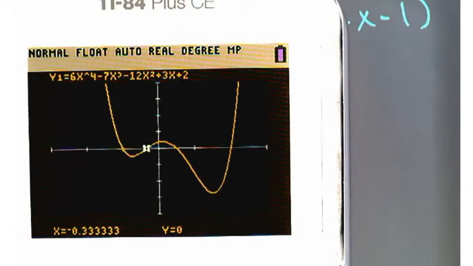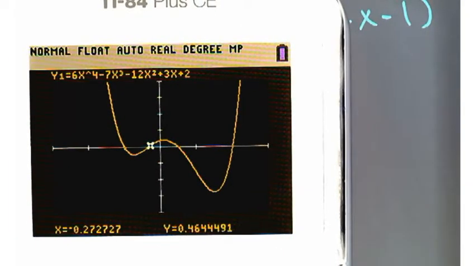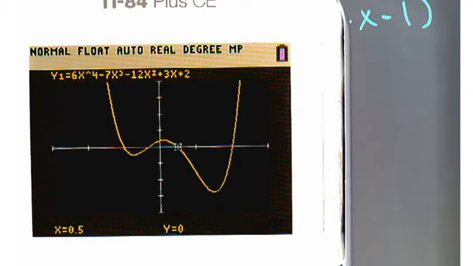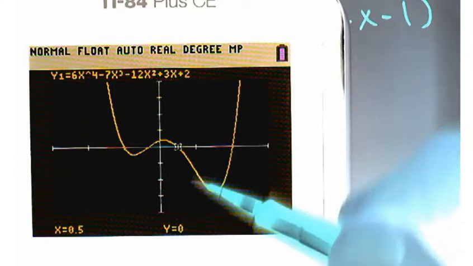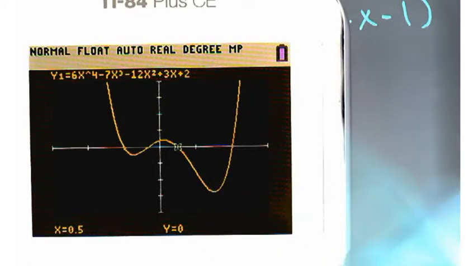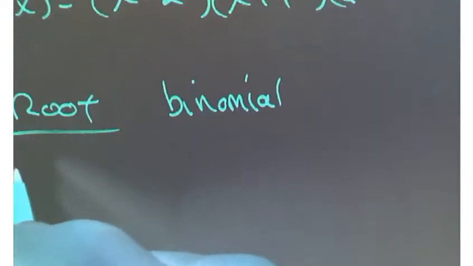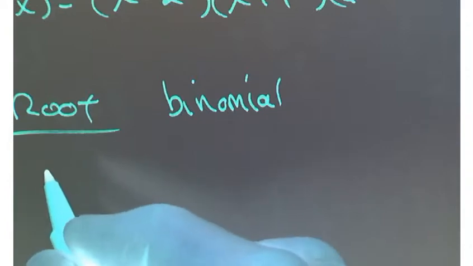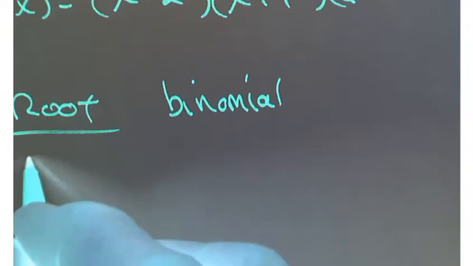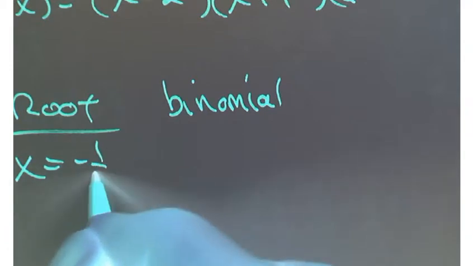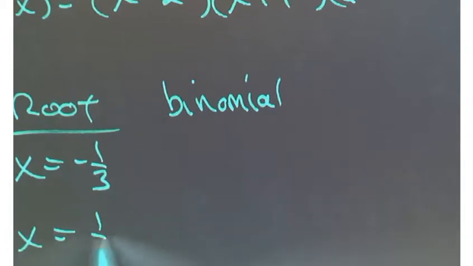Let's see where the other one is. Where's the other root look like it's at? Wow, nailed that one. Usually don't trace to it. Usually your window isn't perfectly set up so that you can trace to it, but this one we got lucky. So we got a root at negative 1/3 and positive 1/2. So x equals negative 1/3 and x equals 1/2.